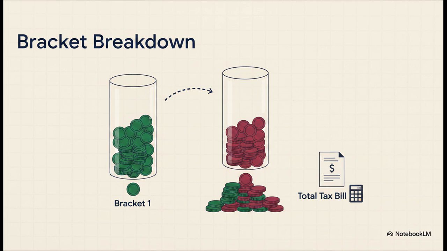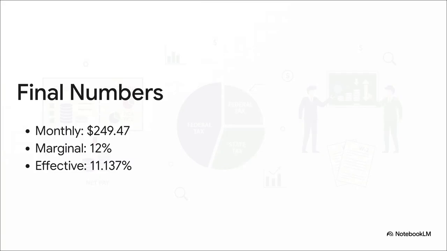Her first $11,600 completely fills up bracket 1, getting taxed at 10%. That gives us $1,160. The rest of her income, the remaining $15,280, spills perfectly over into bracket 2, getting taxed at that higher 12%. That equals $1,833.60. We add those two amounts together, giving her a grand total annual tax of $2,993.60. And this brilliantly illustrates the exact difference we were just talking about.